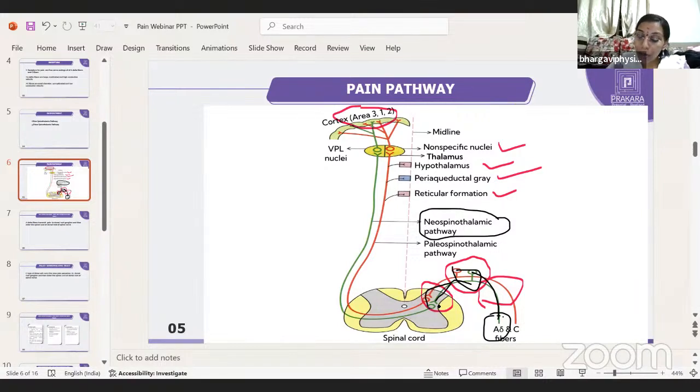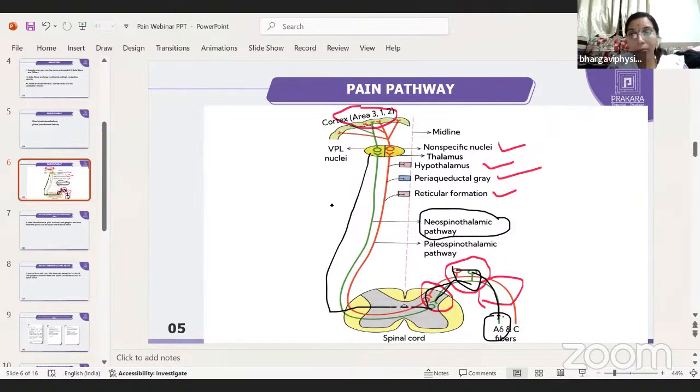So here it is going to end in lamina 1 and 2. Here it makes a synapse with the nuclei present in the posterior root of our spinal cord. Now the fibers from here start and go to the opposite side. After crossing, they ascend upwards to the thalamus. They enter the ventral posterolateral nucleus of the thalamus, and in the ventral posterolateral nucleus they are going to end.